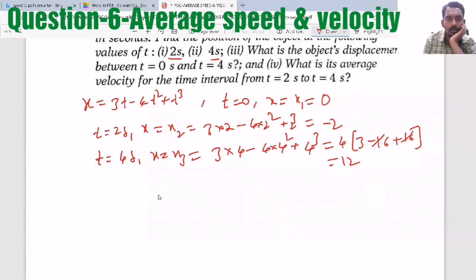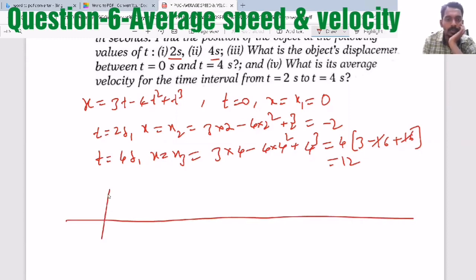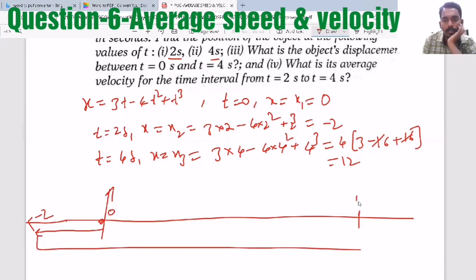See, initially it is at x equal to 0. Now if you consider the x-axis, let's take this is the x-axis. So this is 0, and this is the negative x-axis. First it is at 0, then it went to minus 2, then it went to plus 12. So here it is at t equal to 0, here it is at t equal to 2, here it is at t equal to 4.